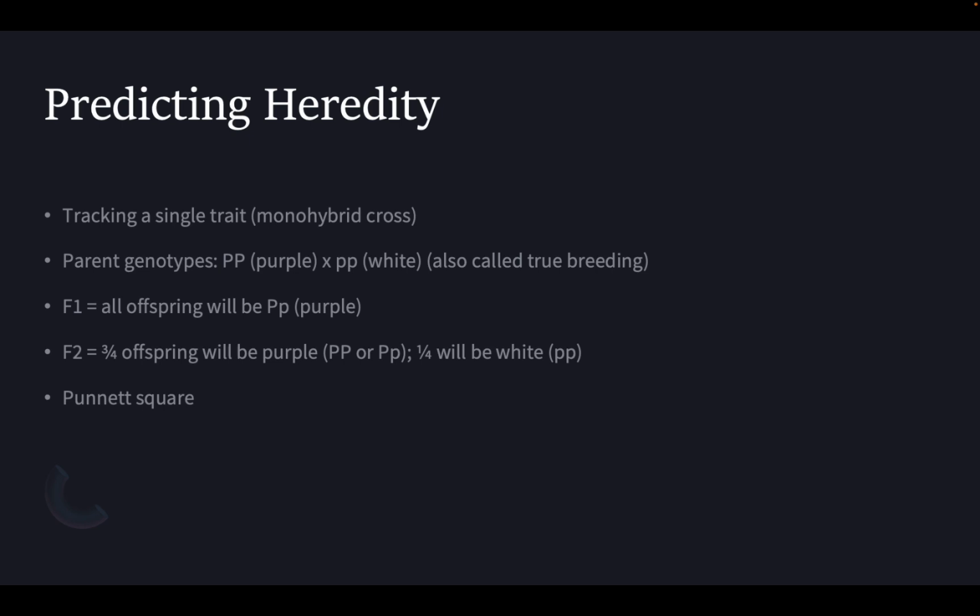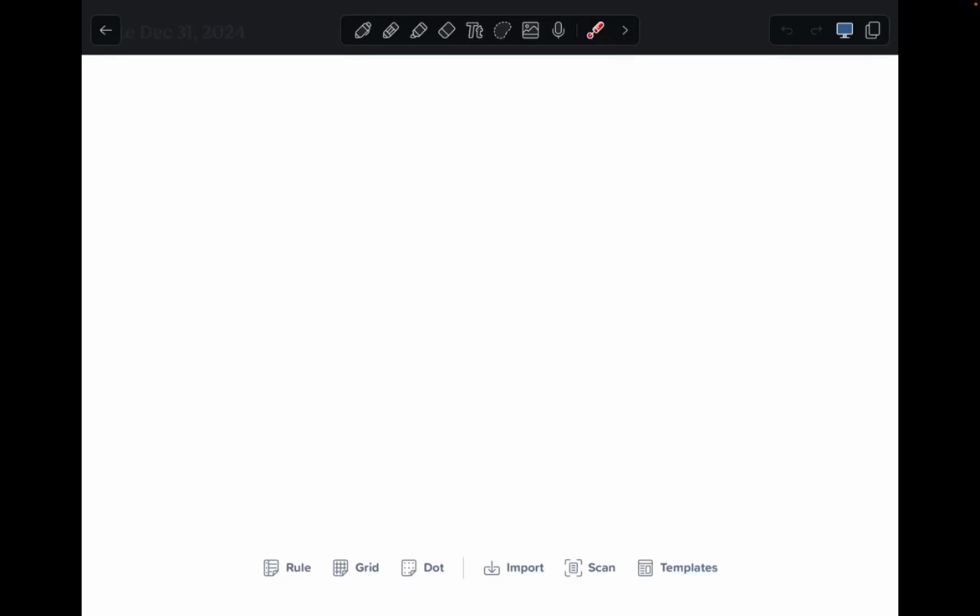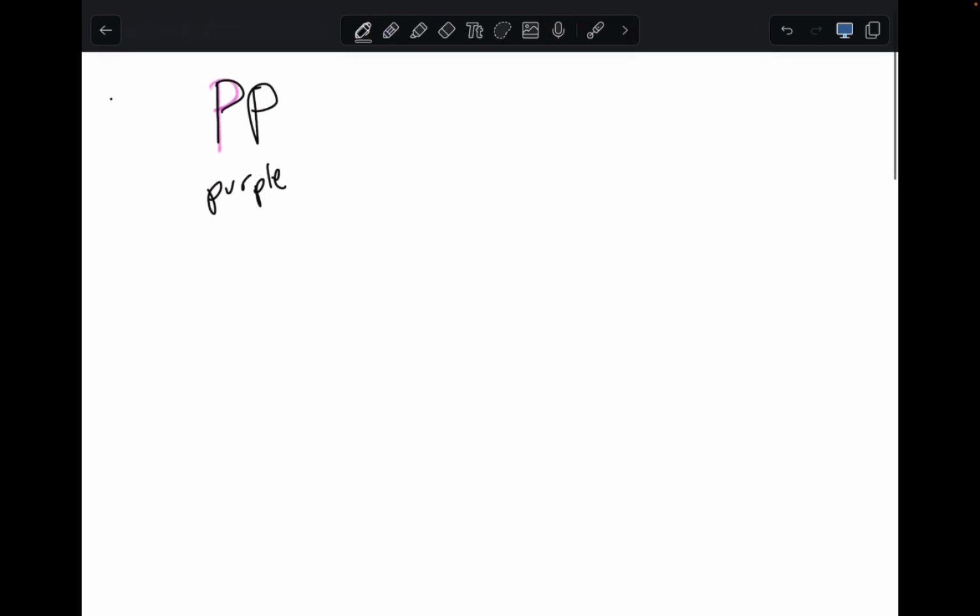And again, one of the easiest ways we do that is through something called a Punnett square. So I want to show you what a Punnett square would look like for this situation. So let's say we're interested in flower color. We're going to start with our true breeding, right? So this is our purple flower, homozygous dominant. So this is our parental generation, or sometimes they call it just the P generation.